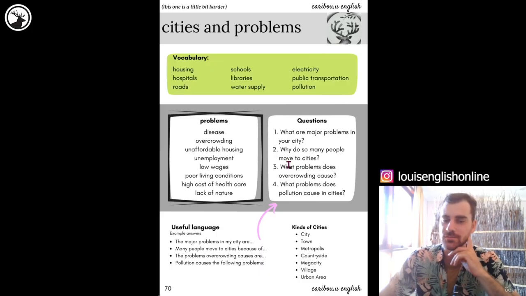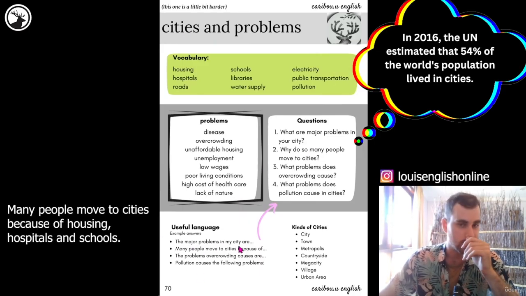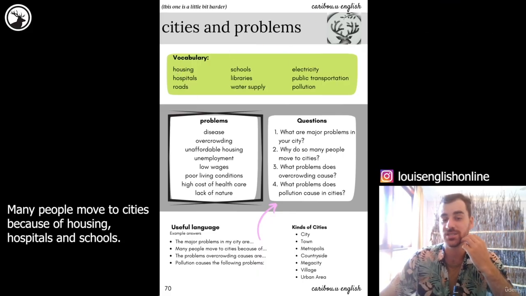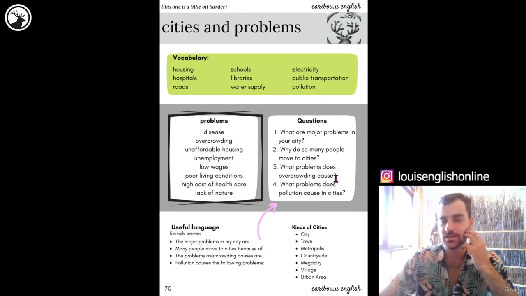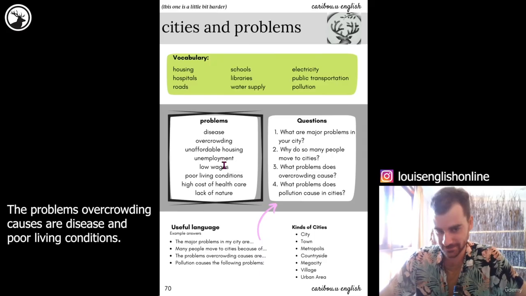Why do so many people move to cities? We're going to use the vocabulary at the top and the second sentence right here. Many people move to cities because of housing, hospitals, and schools. Okay? You can just pick 2 or 3 vocabulary words here to describe your situation or your opinion. Number 3, what problems does overcrowding cause? The problems overcrowding causes are disease and poor living conditions.